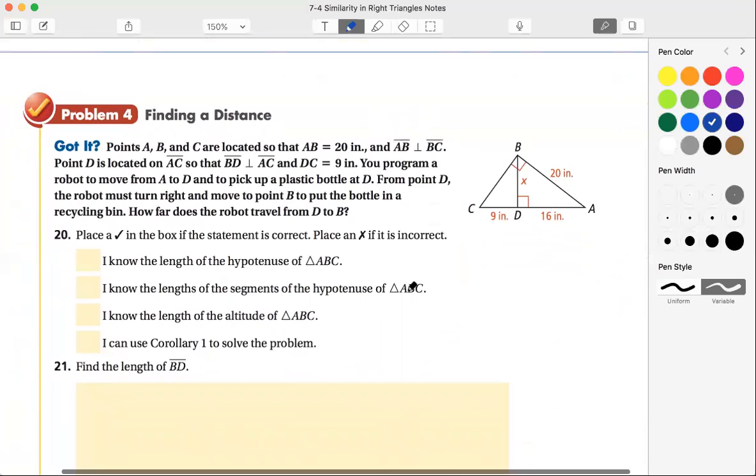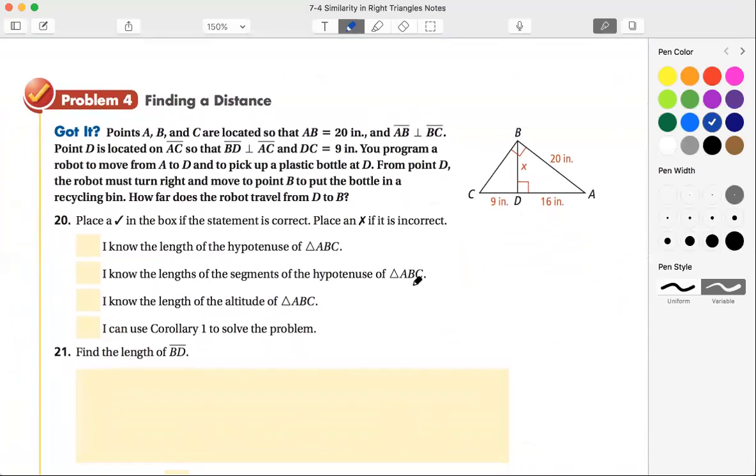So place a check by the statement if it's correct, and an X if it's incorrect. All right, so I know the length of the hypotenuse of triangle ABC. Yep. I know the lengths of the segments of the hypotenuse of triangle ABC. Yep. I know the length of the altitude. I don't. I can use corollary 1. Yep.